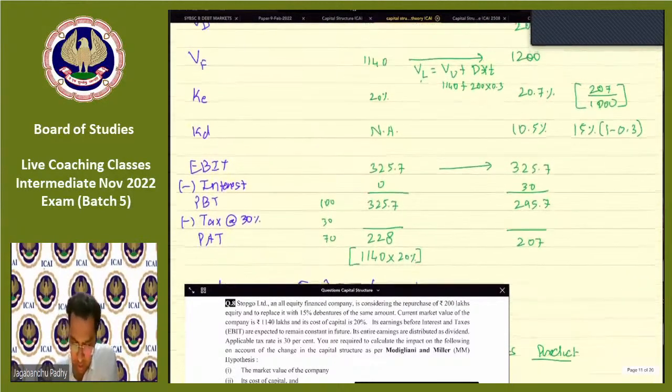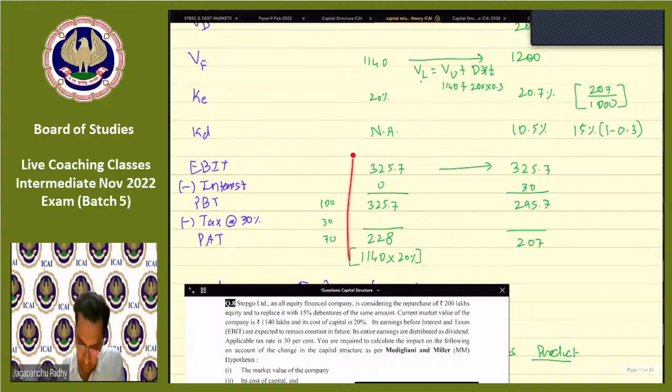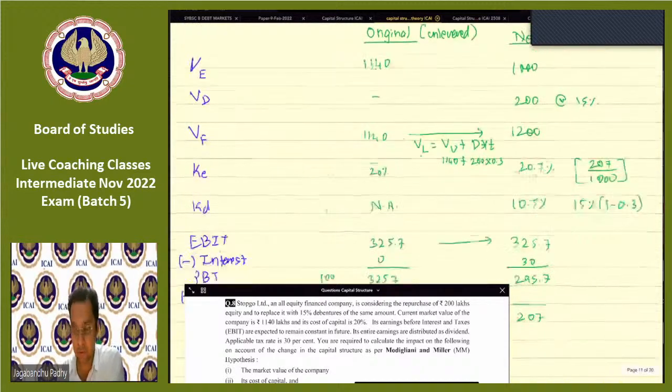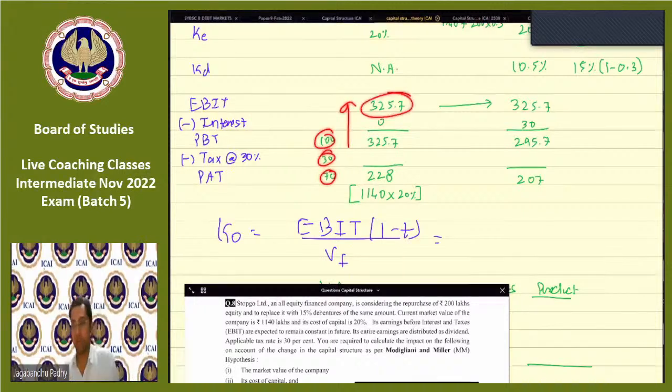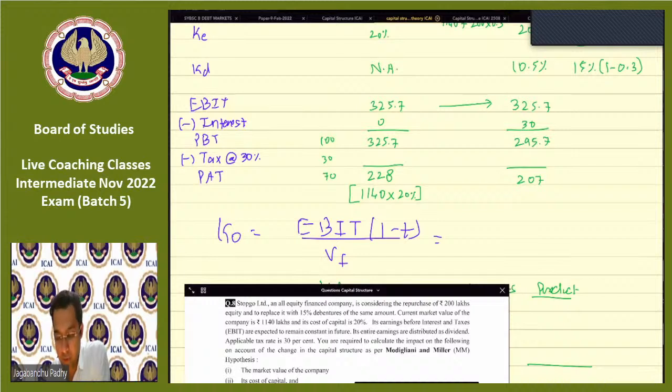EBIT calculation is a backward calculation. You have PAT. PAT is like 20% is KO. Value of firm is 1140, or value of equity was also 1140. 1140 into 20%, that's your PAT. Then you go backward. This is 70%, 30%, 100%, and then going backward, you get 325. That's the backward calculation. I think we have done a few questions like this the last class also, where we computed the EBIT by doing backward calculations.